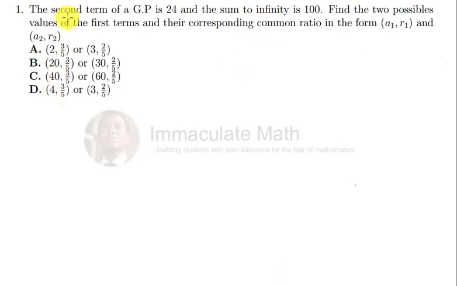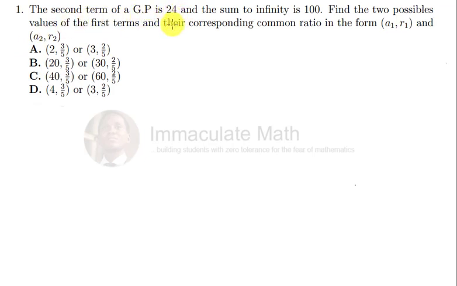In this question, it said, the second term of a geometric progression is 24 and the sum to infinity is 100. Find the two possible values of the first term and their corresponding common ratio in form of a1, r1 and a2, r2. So the very first thing we might want to do in this question is for us to interpret it correctly.